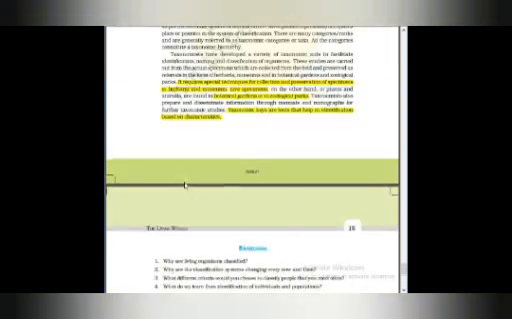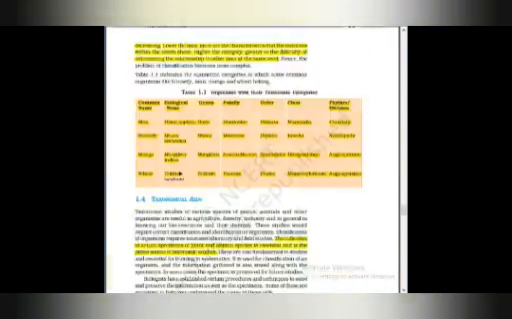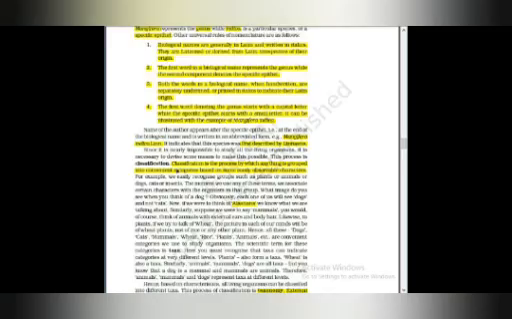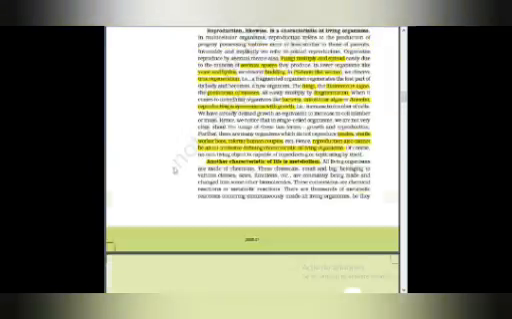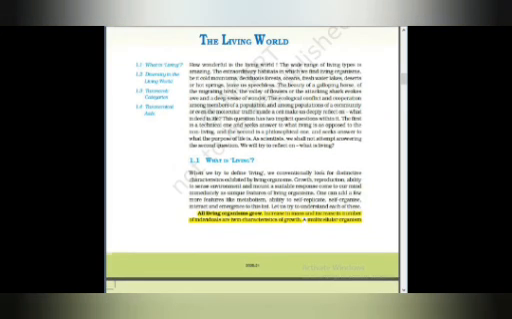This was all about the first subunit of The Living World of class 11 NCERT. Hope you enjoyed. These were some of the important points that are frequently asked in NEET.